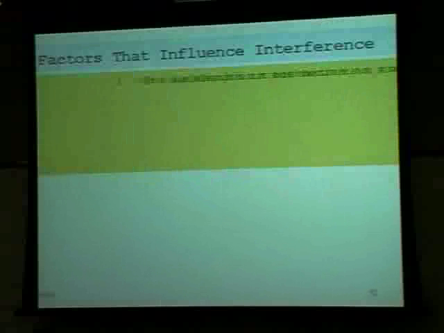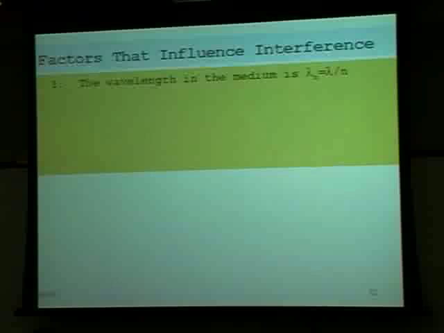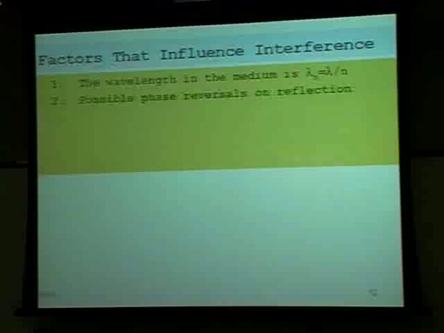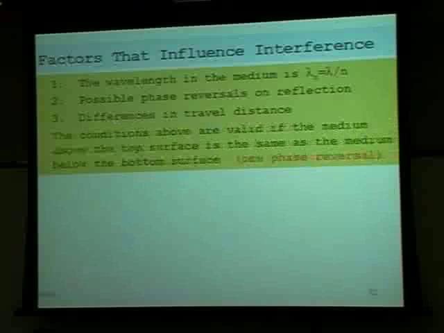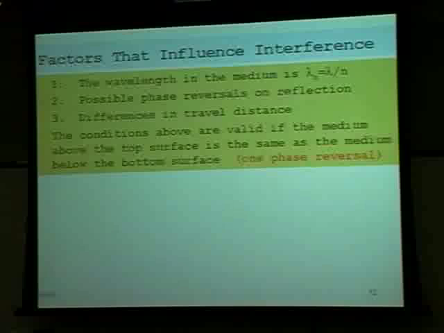Factors that influence interference: the wavelength in the medium is the wavelength out of the medium divided by the index of refraction of the medium; possible phase reversals on reflection; differences in travel distance. These conditions are valid if the medium above the top surface is the same as the medium below the bottom surface. In other words, if I had a soap bubble in air, with air above and air below, then this would work, because you're going to have one phase reversal.